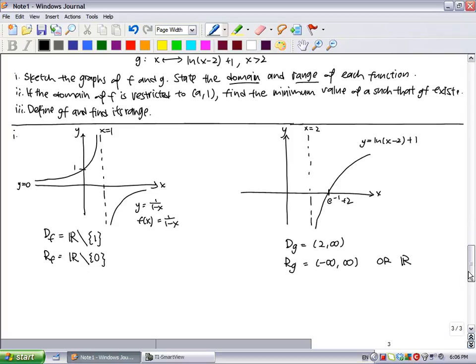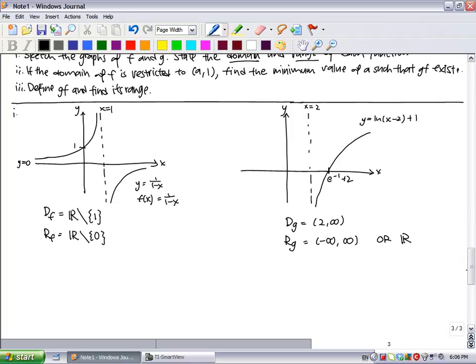Part 2. If the domain of f is restricted to (a, 1), in other words, from some value of x equals a until x equals 1, so the possible range is only from here because 1 is the upper bound. Find the minimum value of a such that gf exists. For gf to exist, what is the condition? You need the range of f to be within or equal to the domain of g.